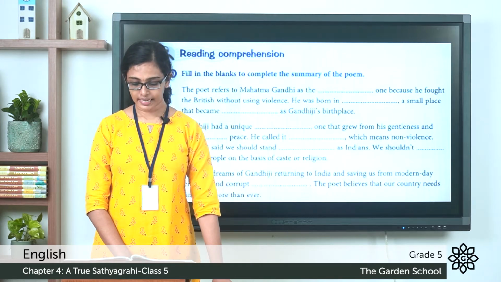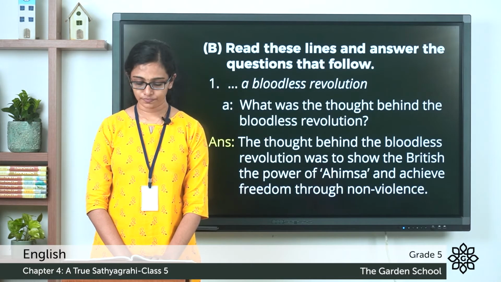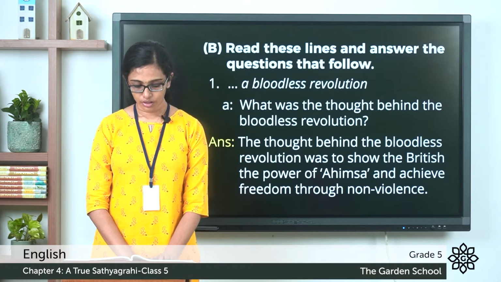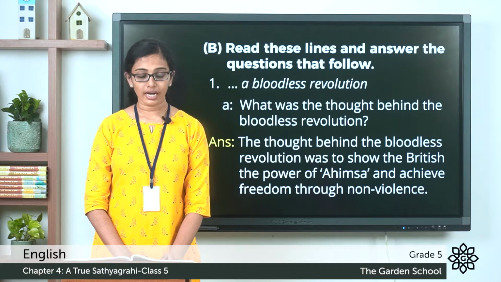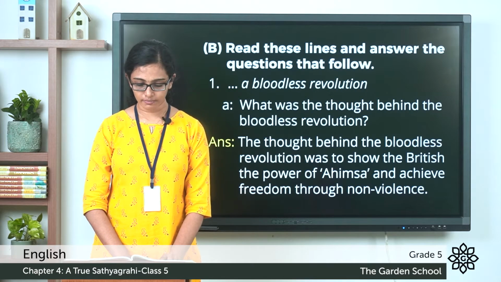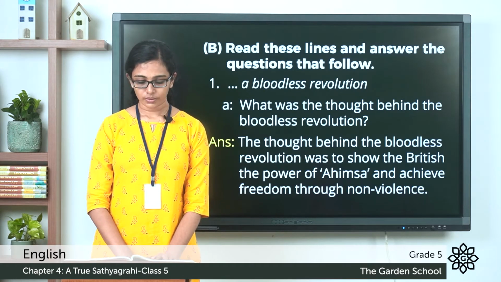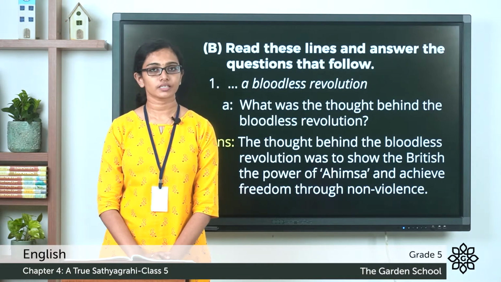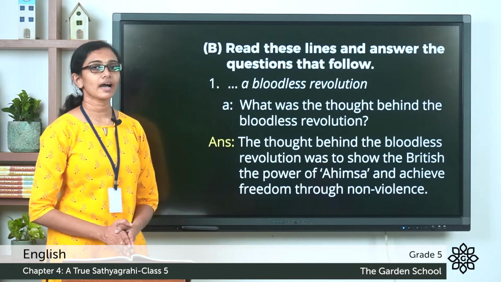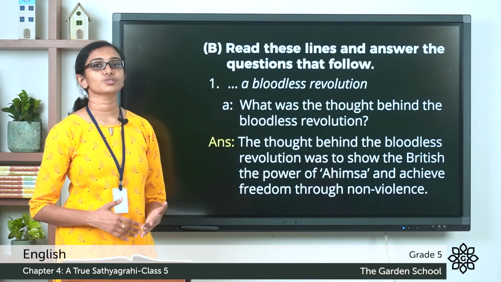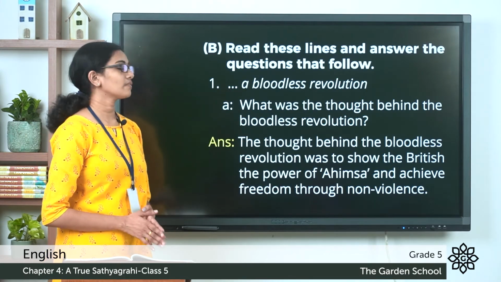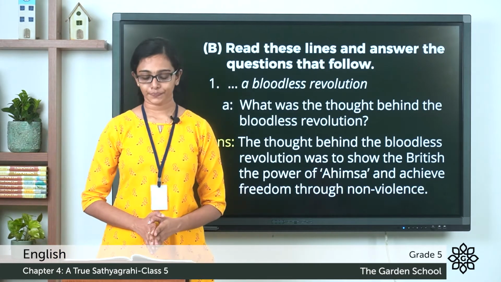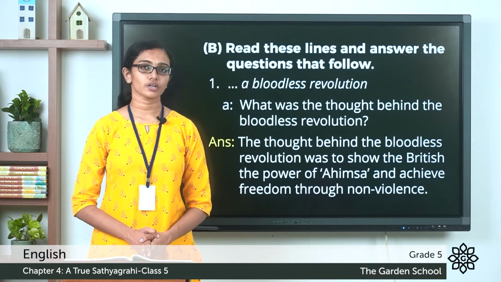Read these lines and answer the questions that follow. The first one is a bloodless revolution. So you can read the line in the poem, Ahimsa he followed and brought a bloodless revolution. So the first question, what was the thought behind the bloodless revolution? So what is the answer to this question? The thought behind the bloodless revolution was to show the British the power of ahimsa and achieve freedom through non-violence. So you can note down this answer in your notebook.